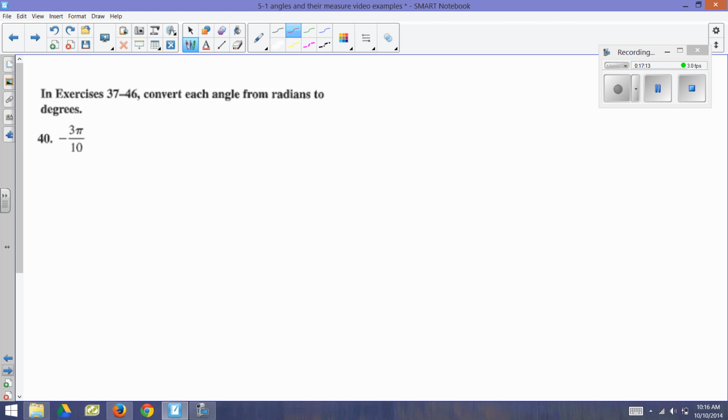Negative 3 pi over 10. Remember, that's radians, so I need radians on the bottom. So I need pi radians on the bottom, 180 degrees on the top. Let's cancel things. The pi's cancel. 10 goes into 180 18 times.